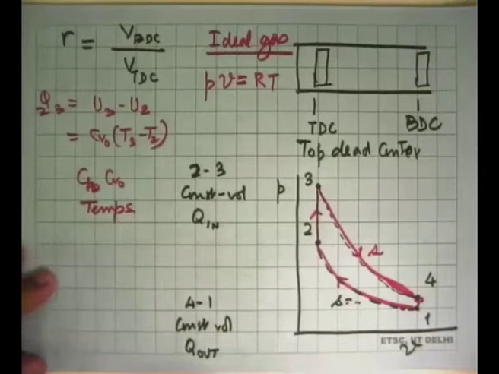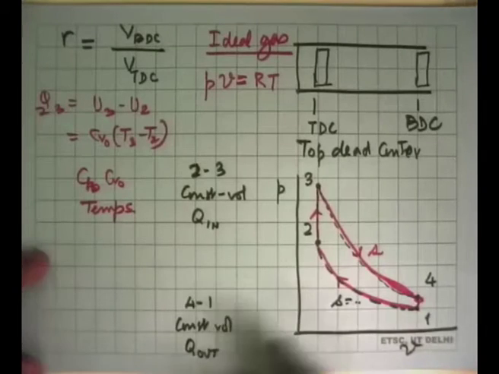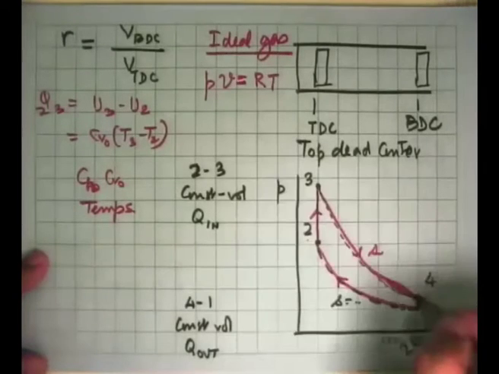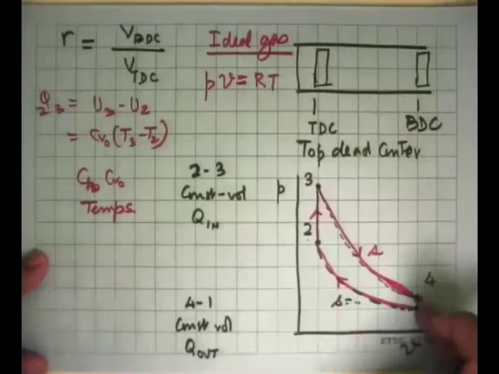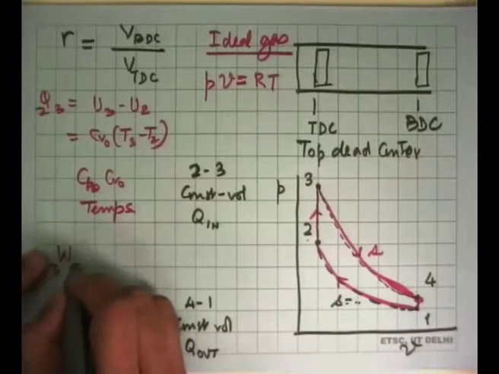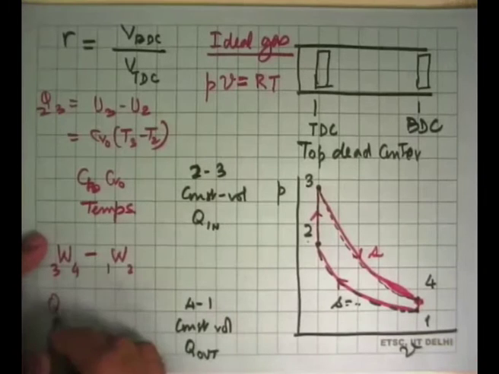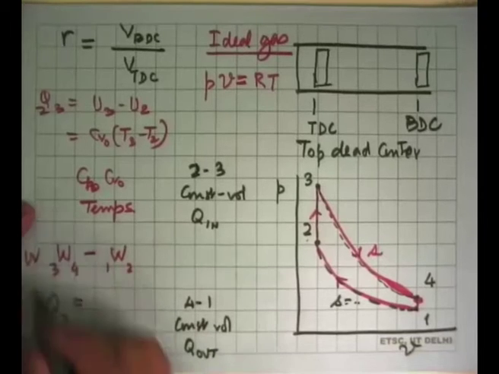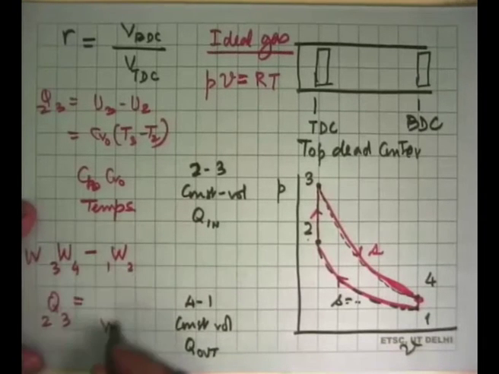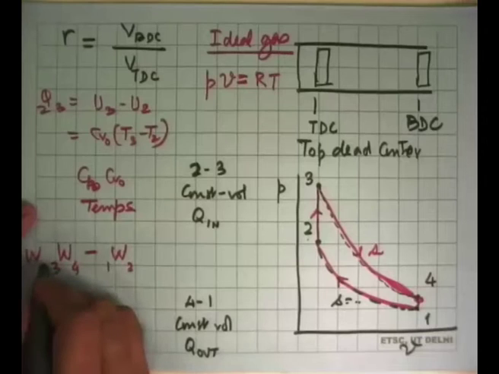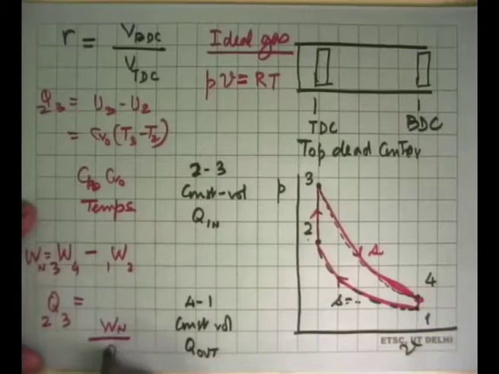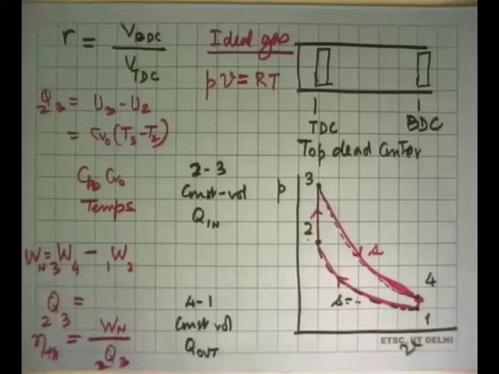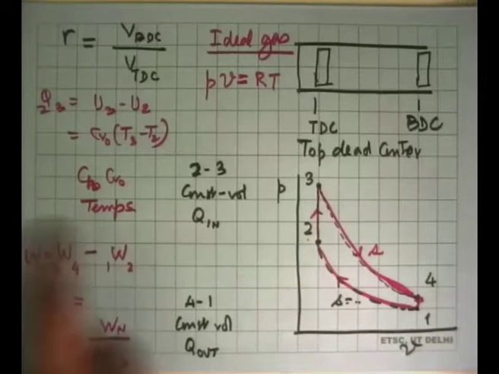And then the net work output we can calculate. There was no work here, there is no work here. So the net work output is W34 minus W12. And the heat input to the system was happening between Q23, and this is the net work of the cycle. So the ratio of this net work Wn divided by Q23 is the thermodynamic efficiency of the air standard Otto cycle.